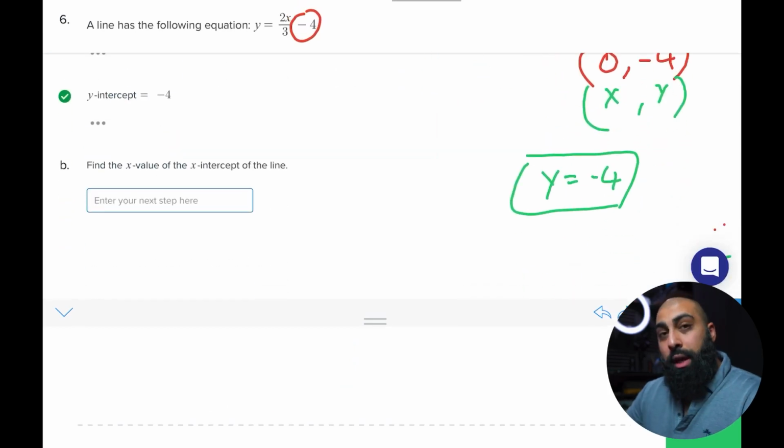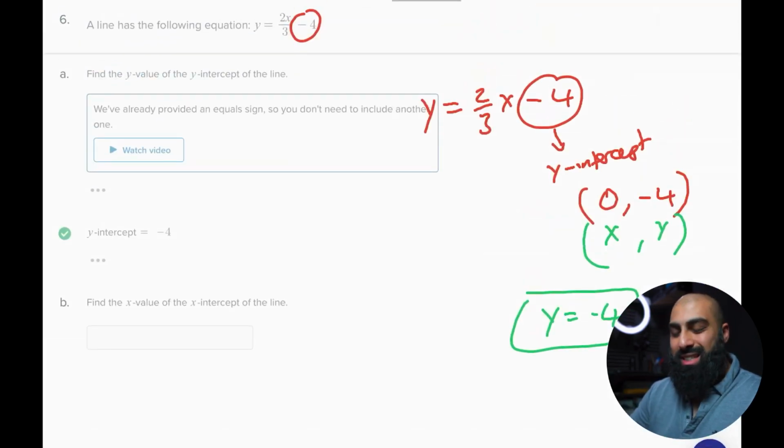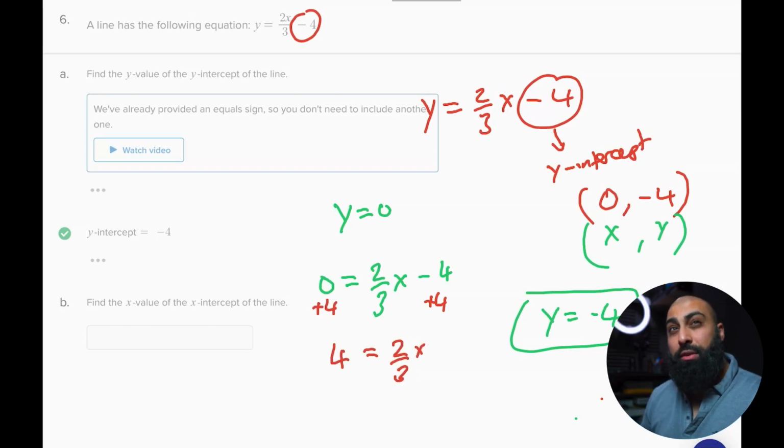Good. And then it says find the x value of the x-intercept of the line. Remember, at the x-intercept, y is equal to 0. So we can say 0 is equal to 2/3 x minus 4. Plus 4 on both sides, I can say 4 is equal to 2/3 of x. Now I just need to find out what x is by isolating the x.